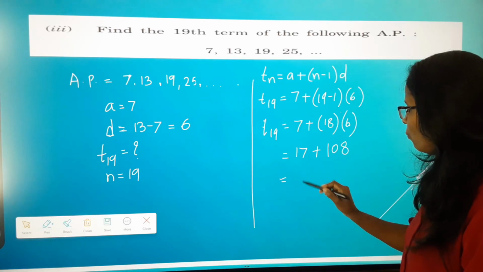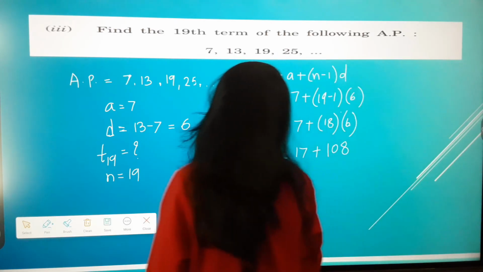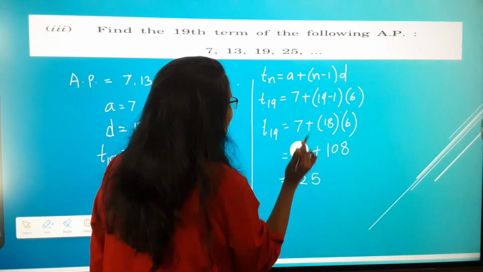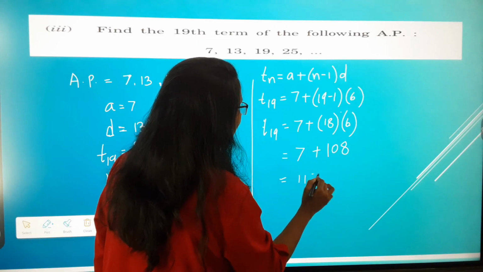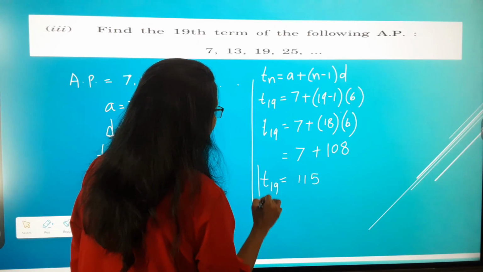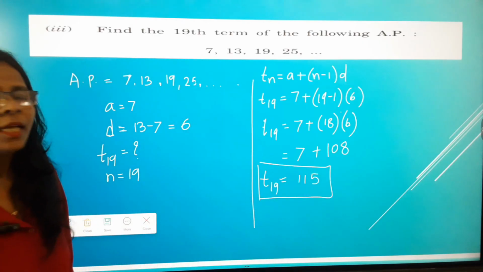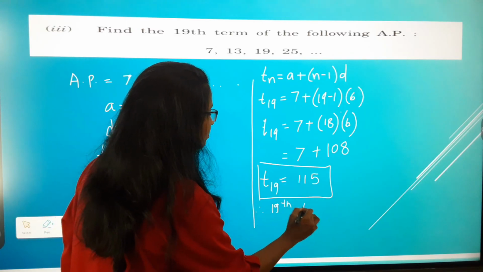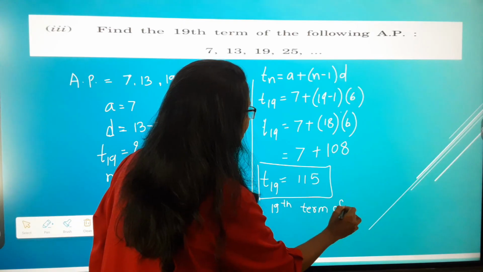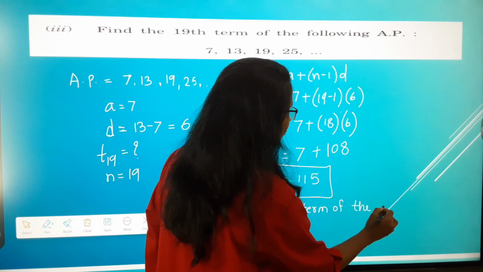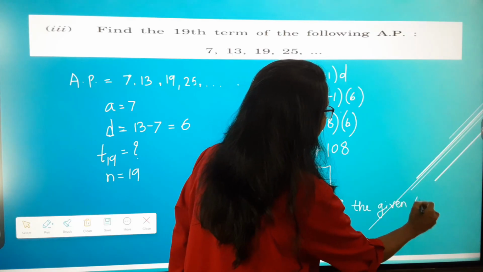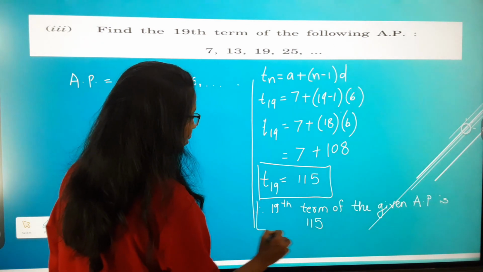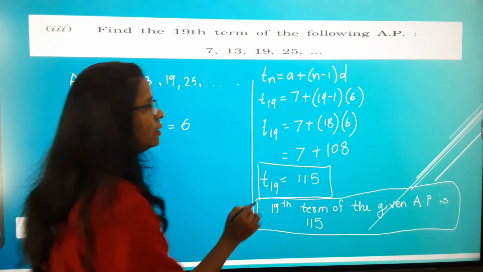Okay, so now here, 108 plus 7, so here 115. T19 is equal to 115. Okay. Then we write the final answer, that is therefore the 98th term of the given AP is 115. Okay. So this is our final answer.